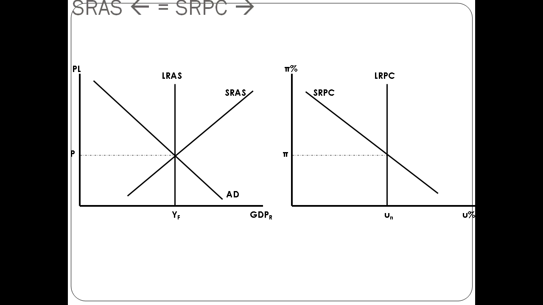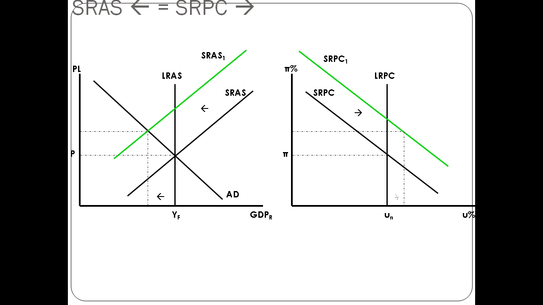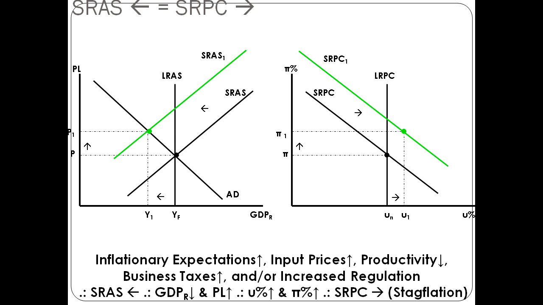So next, what we're going to do is shift the short-run aggregate supply to the left, which, remember, is going to shift the short-run Phillips curve the opposite way, which is to the right. So let's do that. The short-run aggregate supply shifts to the left to SRAS1, and as you can see, our short-run Phillips curve shifted to the right to SRPC1.